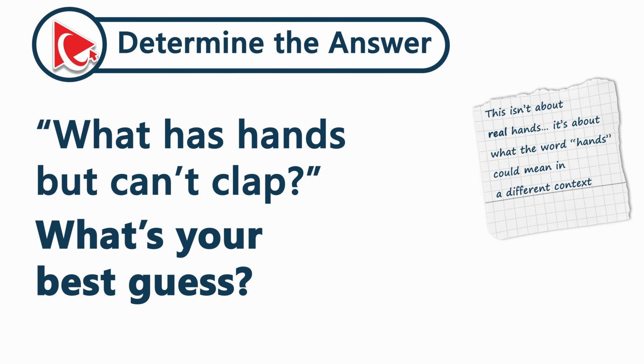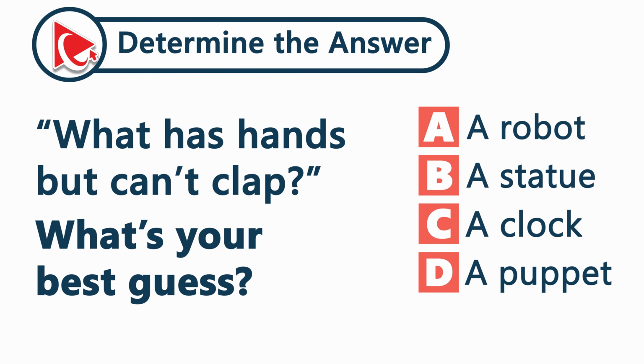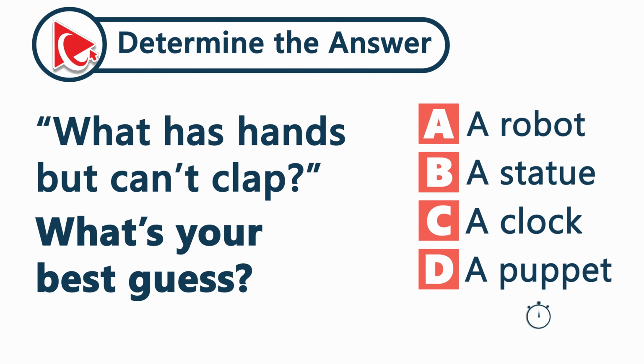And here are your options. A, robot, B, a statue, C, a clock, or D, a puppet. Take a few seconds to work it out.